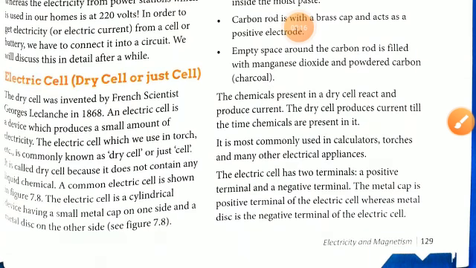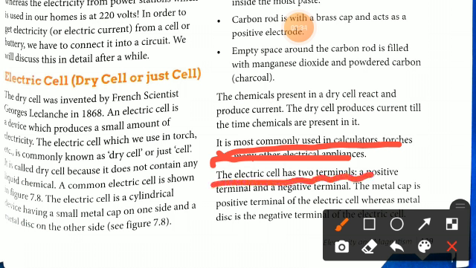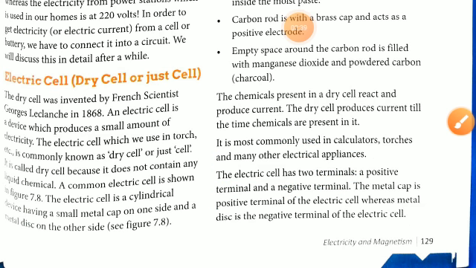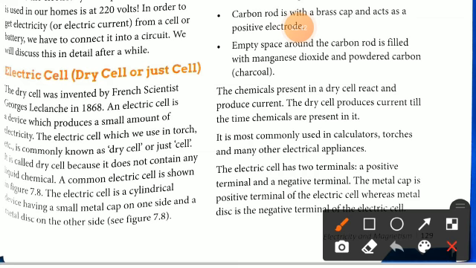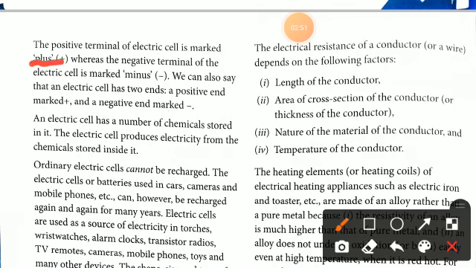The chemicals present in a dry cell react and produce current. So the dry cell produces current till the chemicals are present in it. Fine. It is most commonly used in calculators, torches and many other electrical appliances. The electric cell has two terminals, a positive terminal and a negative terminal. The metal cap is the positive terminal of the electric cell, whereas the metal disc is the negative terminal of the electric cell. Clear? So the positive terminal of the electric cell is marked with a plus sign, whereas the negative terminal of the electric cell is marked with a minus sign.